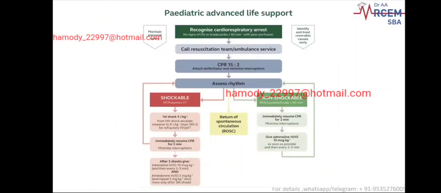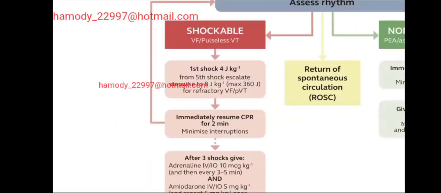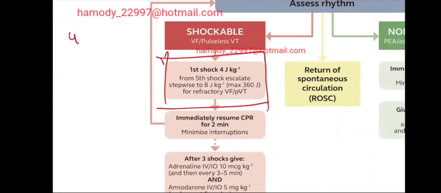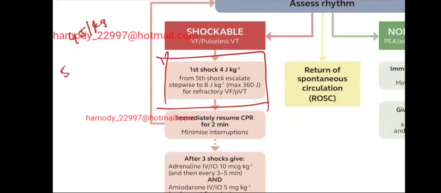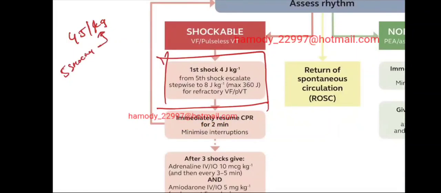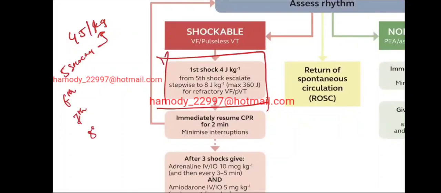Pediatric advanced life support. Only one thing has changed here, that is this part. Previously, what we used to say is give 4 joules per kg whenever it is a shockable rhythm. Here they say the first 5 shocks, give them at 4 joules per kg. Then from the 6th shock, keep on incrementally increasing.